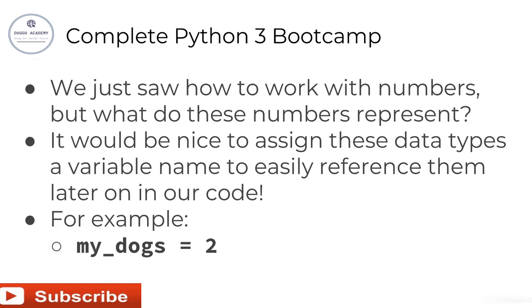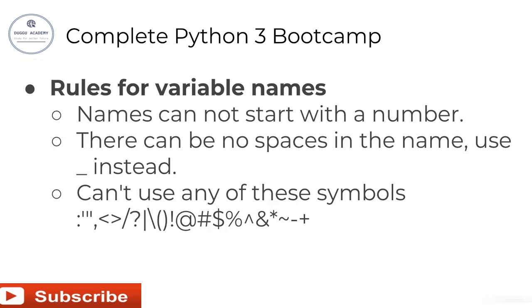2 because I have 2 dogs. Now, there are a couple of rules for choosing a variable name in Python, and these rules are that names cannot start with a number. There can also be no spaces in the variable name, so you should use an underscore instead, and you also can't have any of these symbols in a name. And if you accidentally forget this list of symbols, if you were to type one of these symbols out in a variable name, Python would quickly complain and you'd have an error. So you don't need to worry about memorizing all these. You'd get the error as you're typing along.